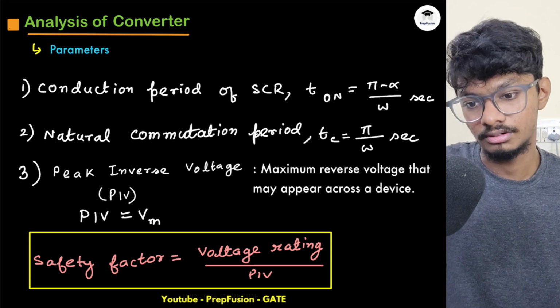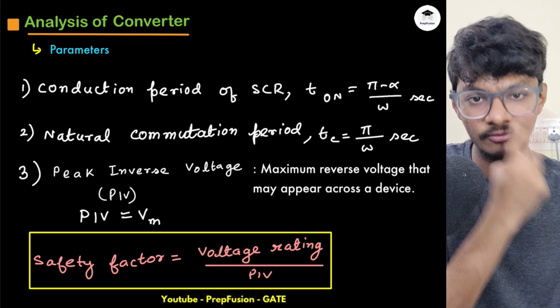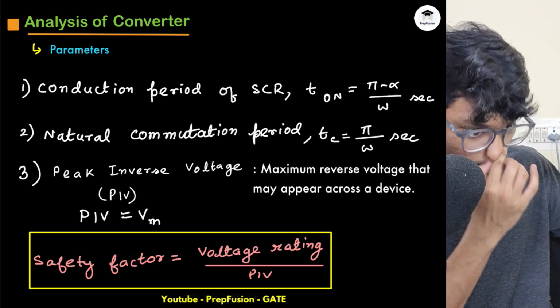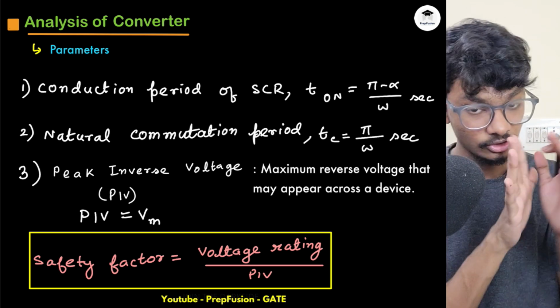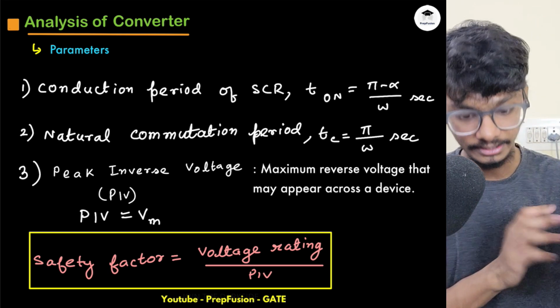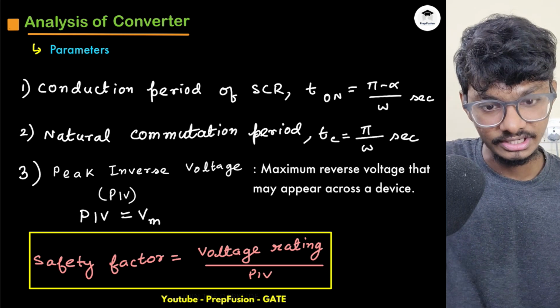If the peak voltage across the supply is 230 root 2, I will take a safety factor of 2. So I will double the rating of my SCR so that even if the voltage increases drastically, my SCR won't be damaged, and my light also won't get damaged. Okay, it won't allow that current, right? So that's why we take a safety factor. That is basically the engineer's intuition.